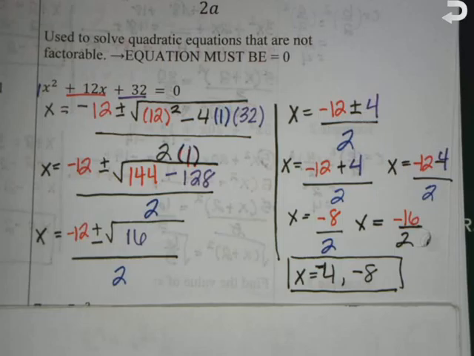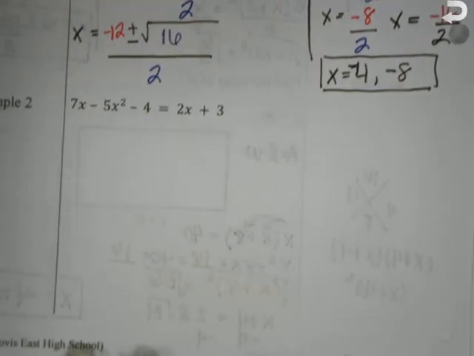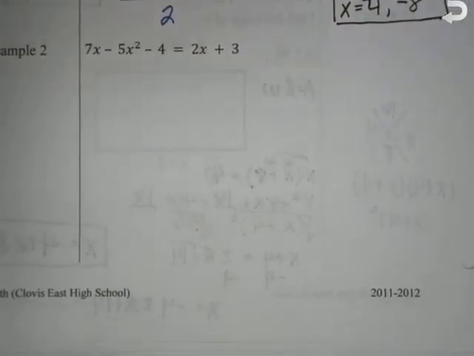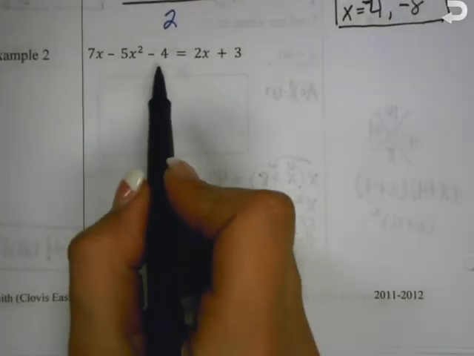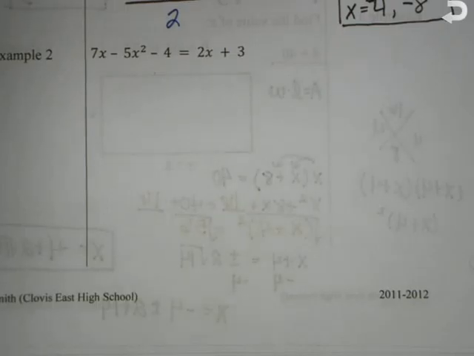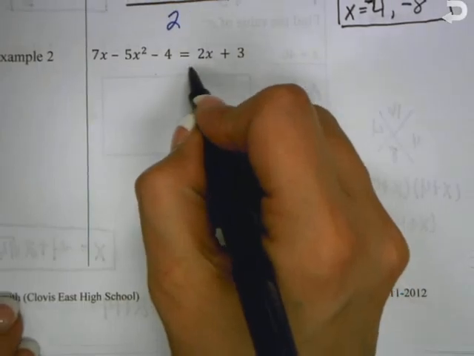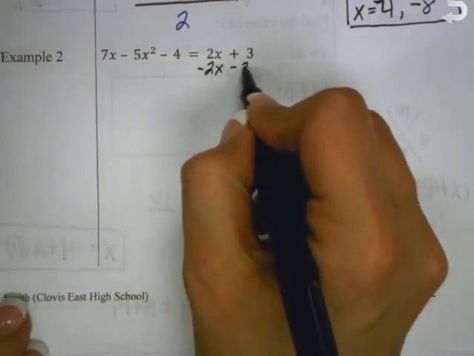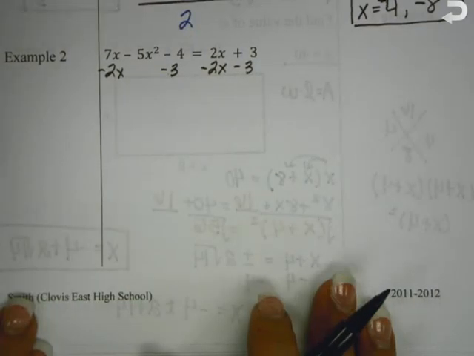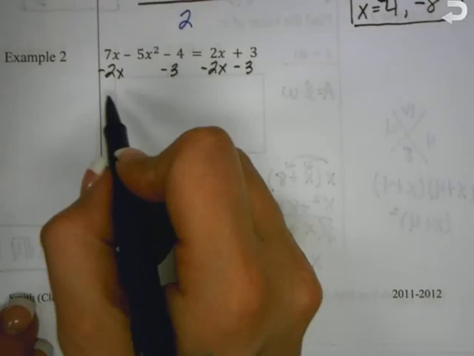So example 2, well, we'll set it up together. How about that? Example 2: 7x minus 5x squared minus 4 equals 2x minus 3. Am I equal to 0 here? No, so what do I have to do? Subtract 2x and 3. So we're going to subtract 2x and subtract 3. 7x minus 2x gives me 5x minus 5x squared minus 7 equals 0.